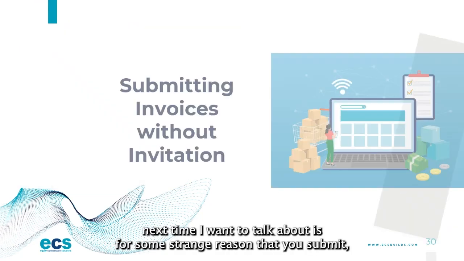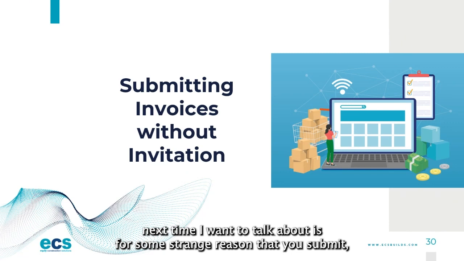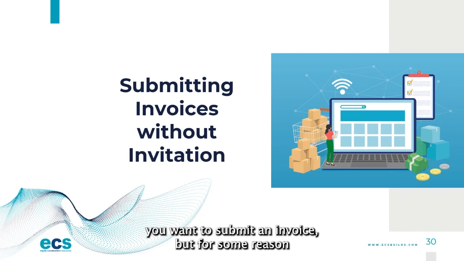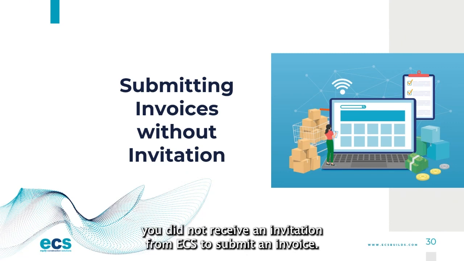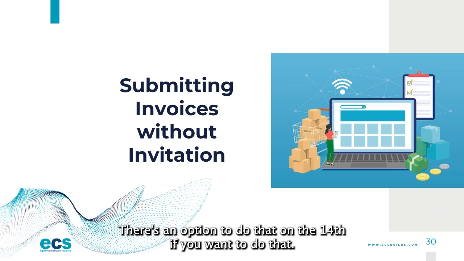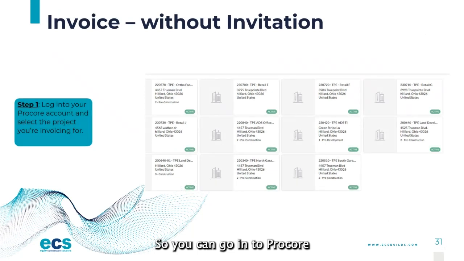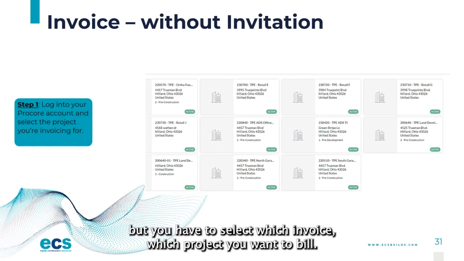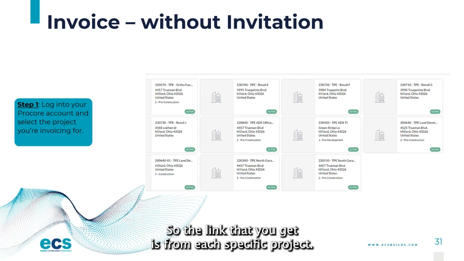So the next item I wanted to talk about is if, for some strange reason, you want to submit an invoice, but you did not receive an invitation from ECS to submit an invoice in the Procore system. There's an option to do that on the 14th if you wanted to do that. So you can go into Procore, but you have to select which project you want to bill. The link that you get is from each specific project.